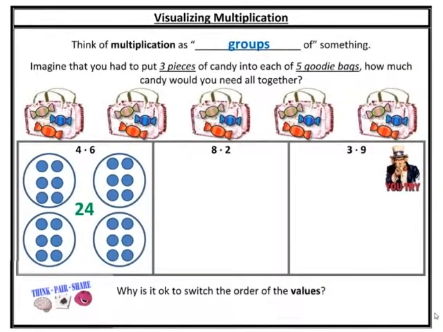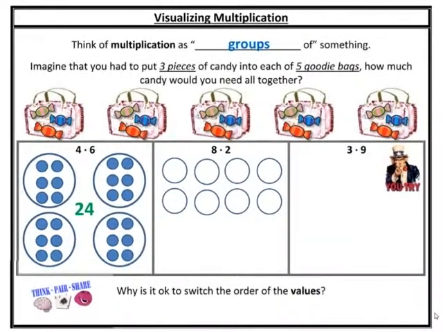8 times 2, that's 8 groups. So let's put out our 8 groups. 1, 2, 3, 4, 5, 6, 7, 8. And put 2 things, in this case we'll do circles again, into each of the 8 groups. If you go through and count all 8 groups of 2, you end up with 16.